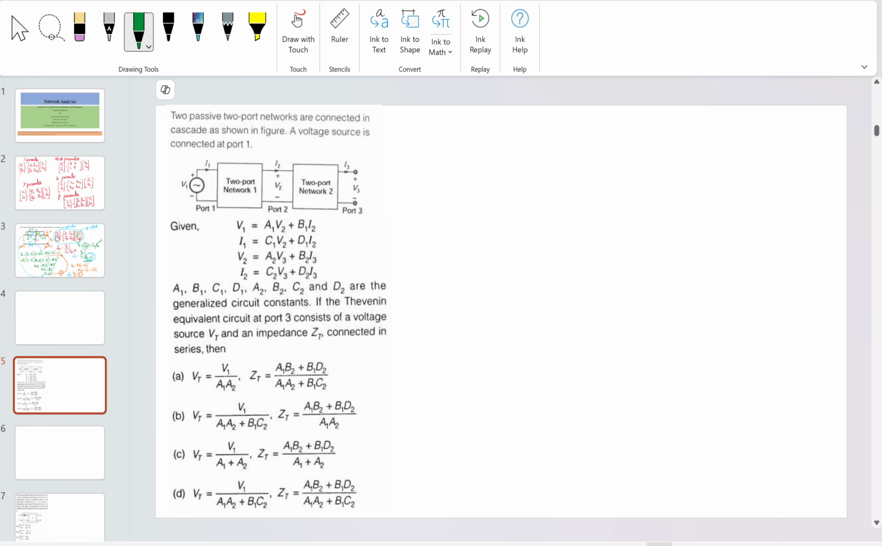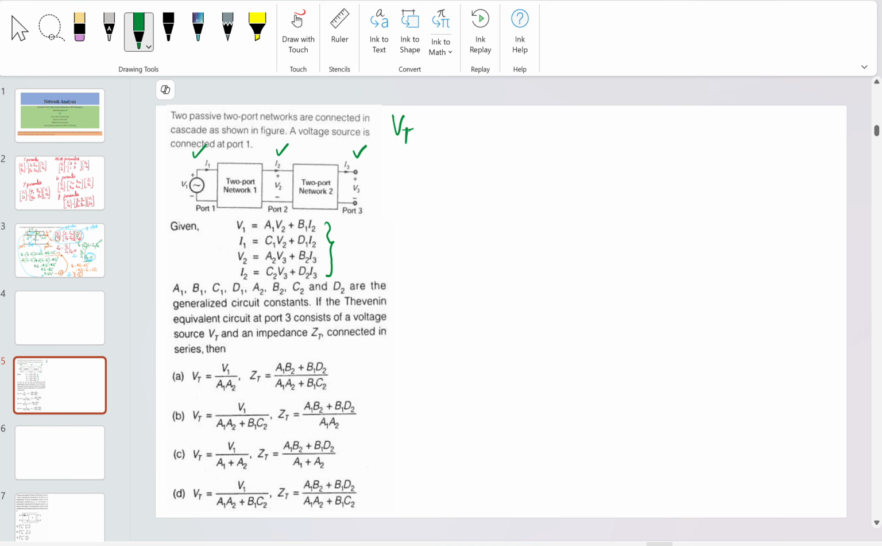So what is being asked here is that there are three ports. Here is port 1, port 2, and port 3. Listen here, so here port 1, port 2, and port 3 are there. And four equations basically of the three ports have been given. Okay, what is being asked here?